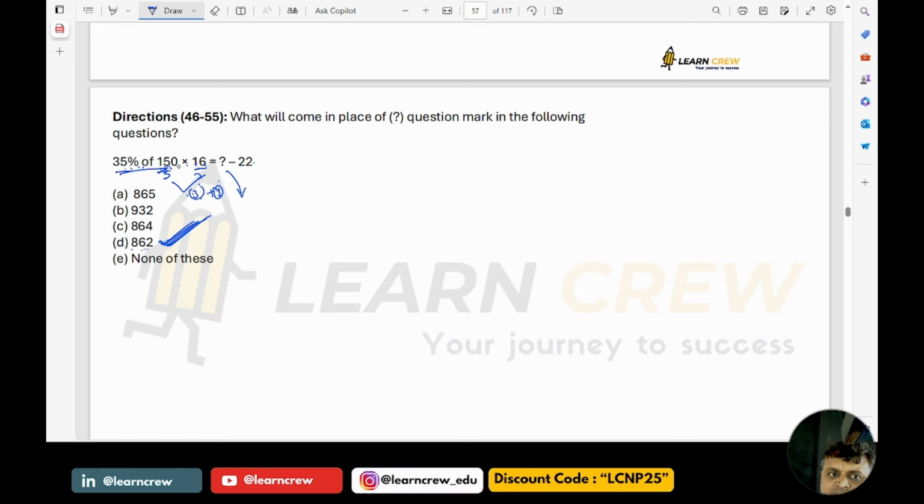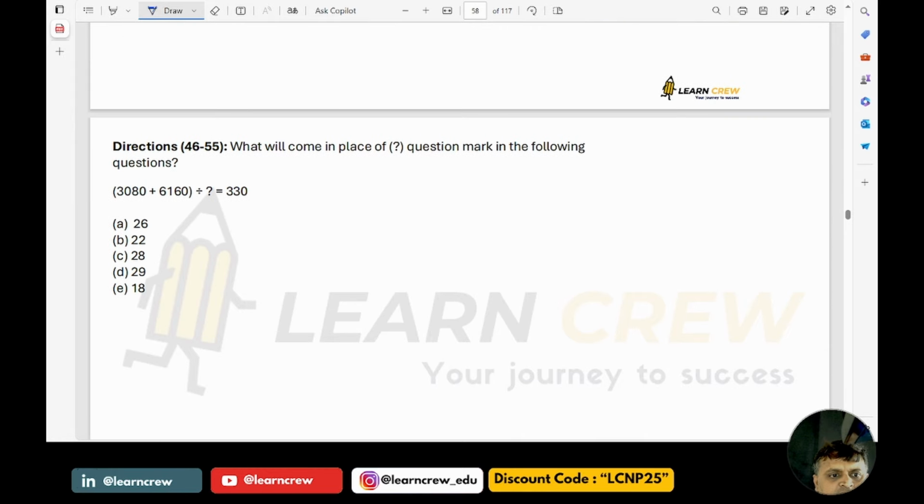35% of 150 into 16. So 35 into 1.5 into 16 plus 22 is the answer. So 15 into 16 how much? 240. 240 means 24. 24 into 35 is 840. 840 plus 22, 862. In this way also you can do.